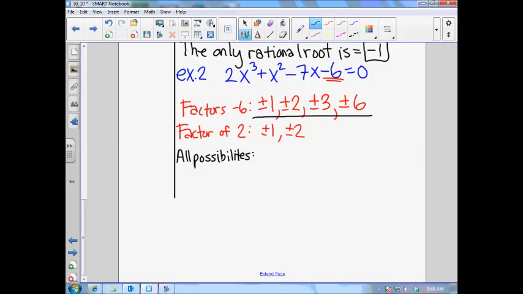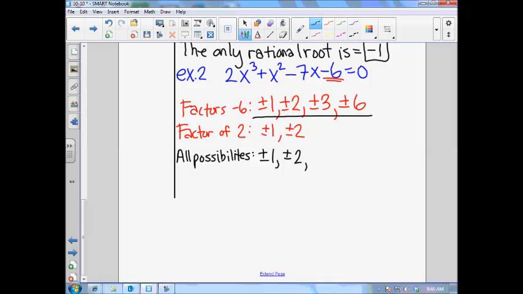Okay, let's use the 1 as the denominator first. What is 1 divided by 1? 1. And negative 1 divided by negative 1? 1. And what if 1's positive and 1's negative? So on all these we're going to get plus and minus. What's 2 divided by 1? 2. So we're going to do plus and minus 2.